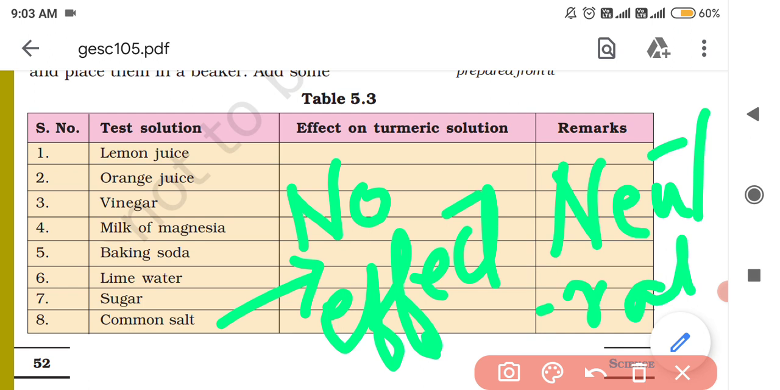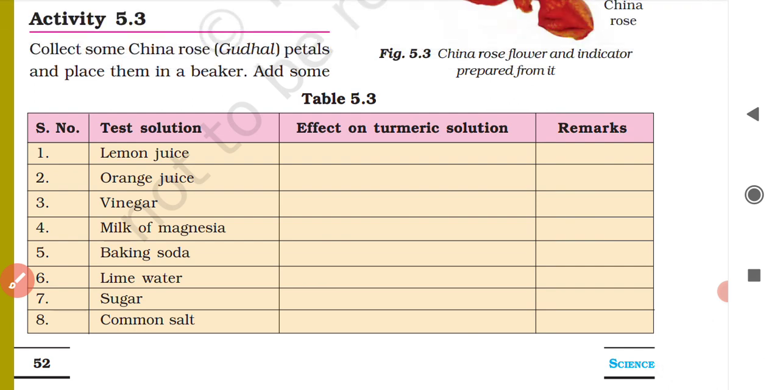In the next video we'll discuss the China rose indicator. And there are some man-made, artificial indicators also, like methyl orange and phenolphthalein. We'll discuss these things in the upcoming videos. So that's all for today. Turmeric indicator finished.